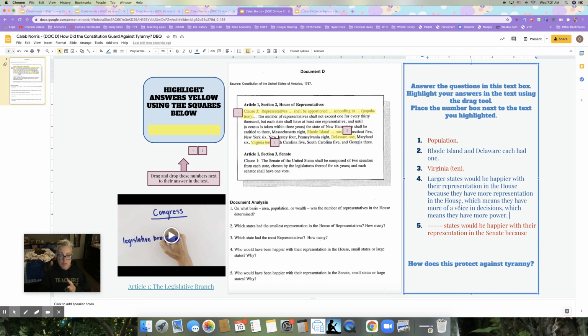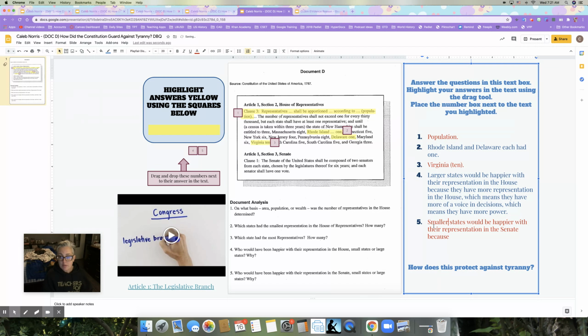So what happens usually is a decision is made in the House first, and then that decision goes to the Senate for approval. So even though the larger states have more of a voice in the House, they still need that Senate approval where the smaller states have the equal number of representation in that spot. Okay, so obviously the smaller states are going to be happier with the representation in the Senate.